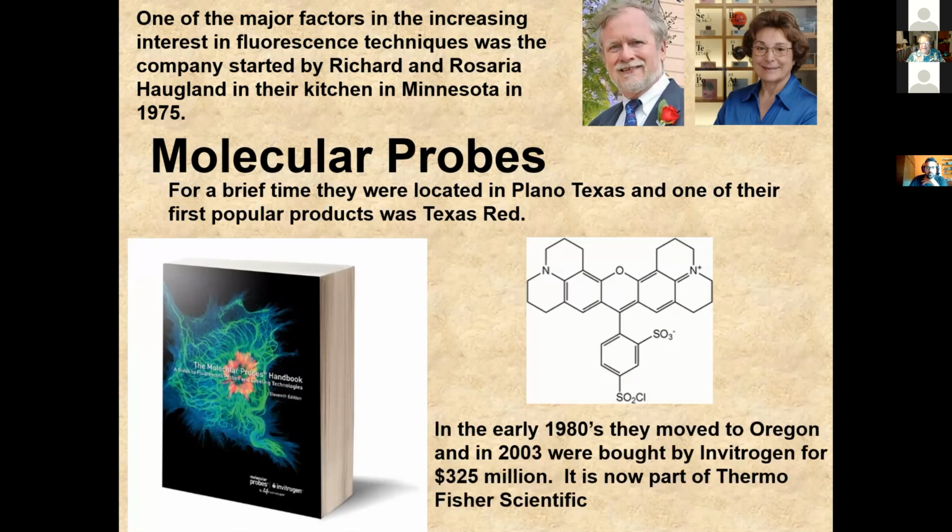In the early 1980s, they moved to Oregon. And in 2003, they were bought by Invitrogen for $325 million. I understand 200 million went in their pockets. So it is true, you can become rich in fluorescence. Enrico and I haven't quite found this pathway yet, but it is possible for young people to aspire to.